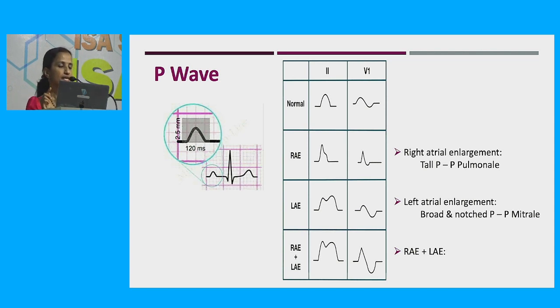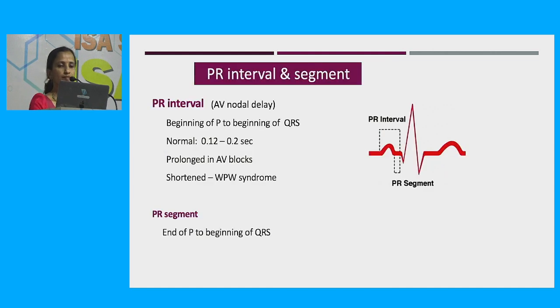In a right atrial enlargement, you get a tall and peaked P wave, which is called P pulmonale. Whereas in the left atrial enlargement, you get a broad and notched P wave. It's also called P mitral. Whereas in a combined atrial enlargement, right and left, both peaks will be almost equal. Whereas in the left atrial, the second peak will be higher. So the combined one is also a broad and notched wave, but the peaks are equal.